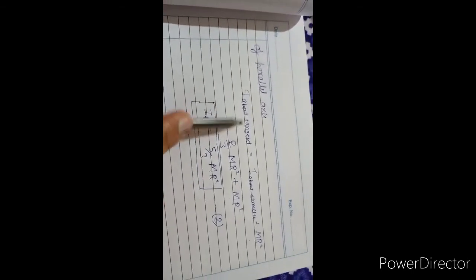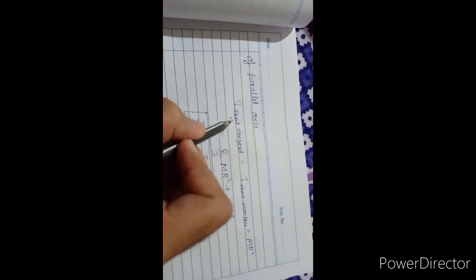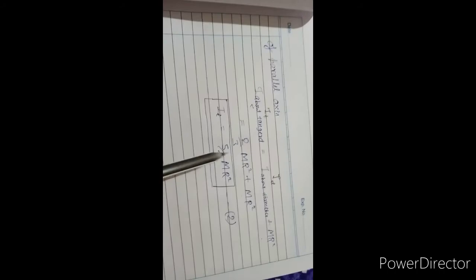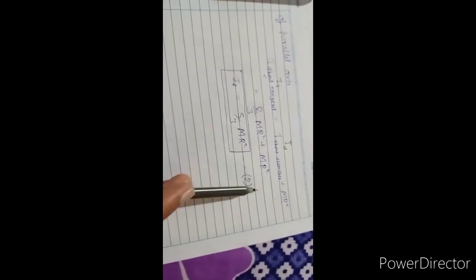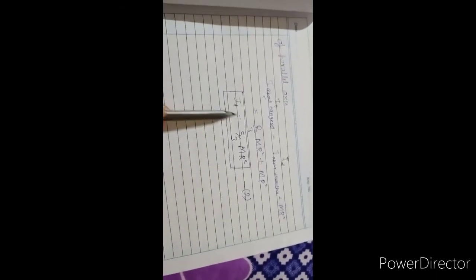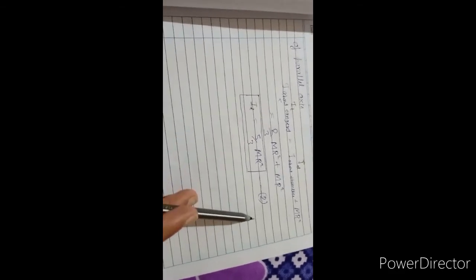You can write it as IT and ID, meaning I about tangent and I about diameter. So we already know the two quantities, 2 by 3 m r square plus m r square. After adding, the I about tangent will be equal to 5 by 3 m r square. It is the required derivation.